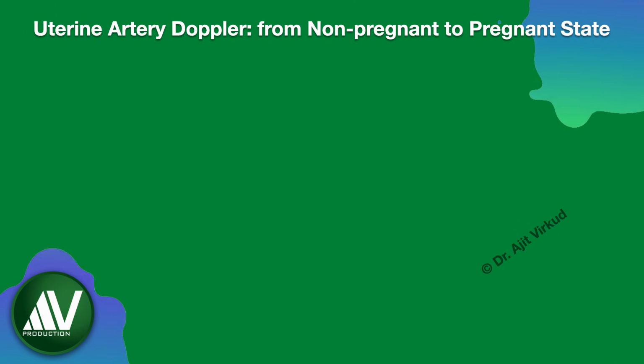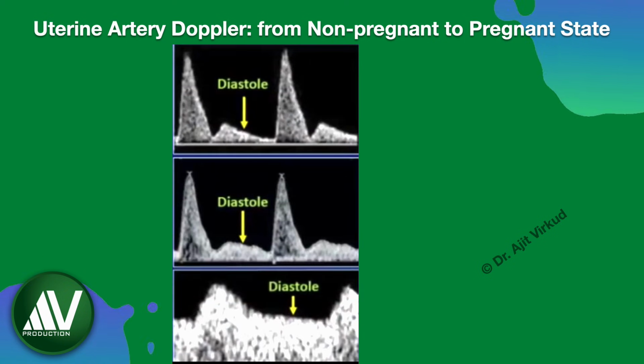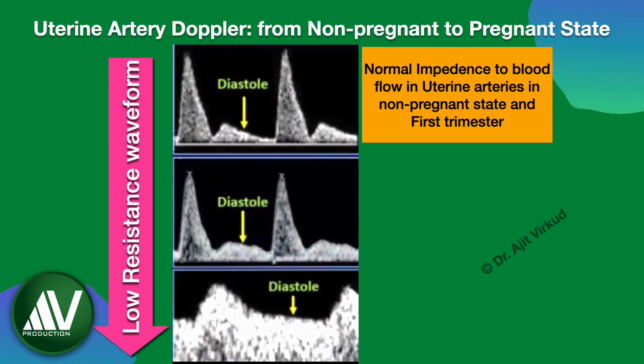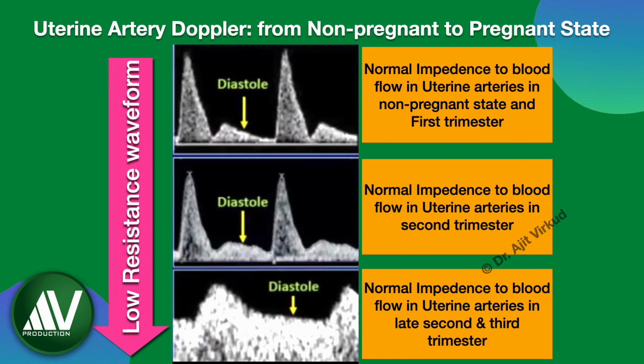The resistance to flow in the uterine artery decreases with advancing gestation in normal pregnancies, reflecting the trophoblastic invasion of the spiral arterioles. The uterine artery waveform changes from relatively high resistance in the non-pregnant state and first trimester to low resistance waveform in second and third trimester of pregnancy with continuous forward flow throughout diastole, as you can see in these three images. This process is complete by about 18 weeks of gestation. In pregnancies with impaired placentation, high uterine vascular resistance will persist after this time.